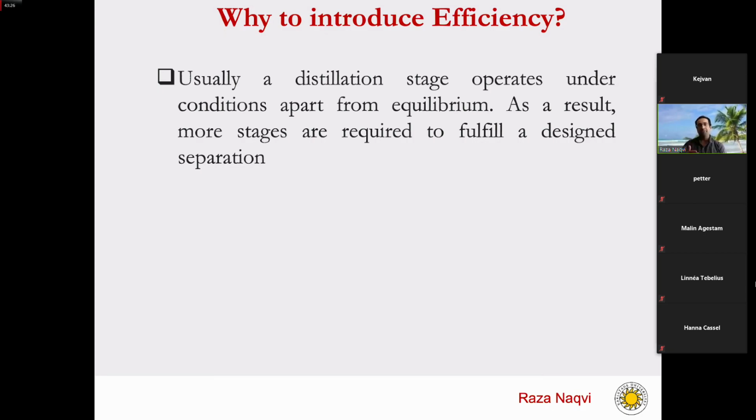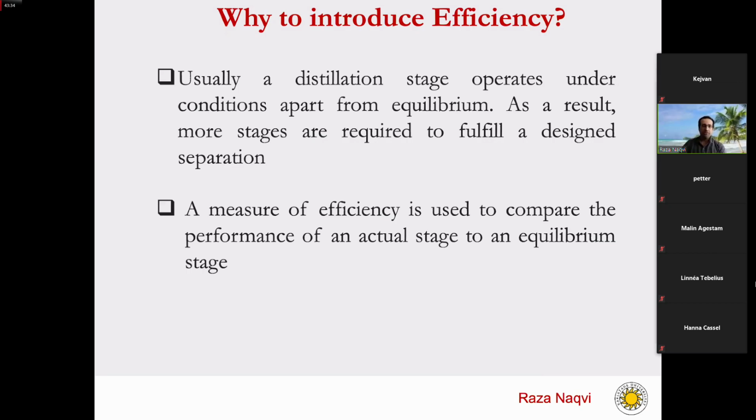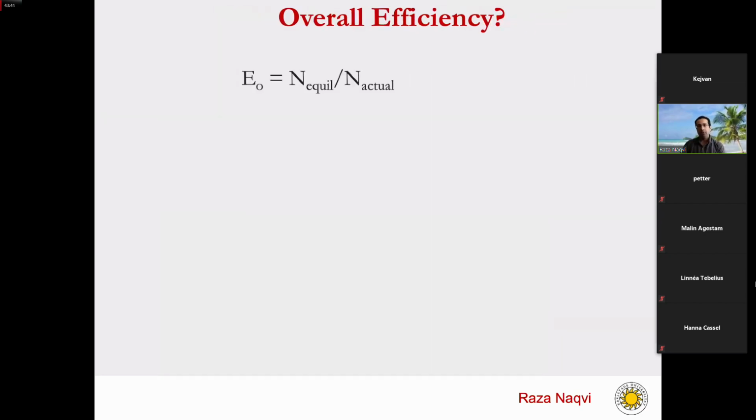So it means we will require a little bit more stages as compared to the ideal plates or ideal stages. And this is a measure of efficiency that we use to compare the performance of an actual stage to an equilibrium stage. So overall efficiency is equal to the number of theoretical plates, or number of equilibrium plates, or number of ideal stages, divided by the number of actual plates required.